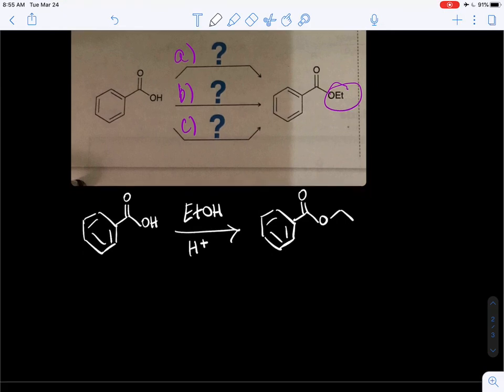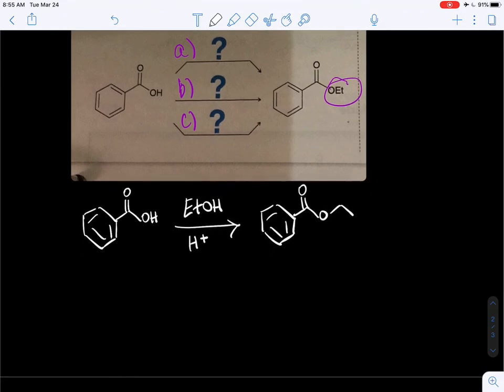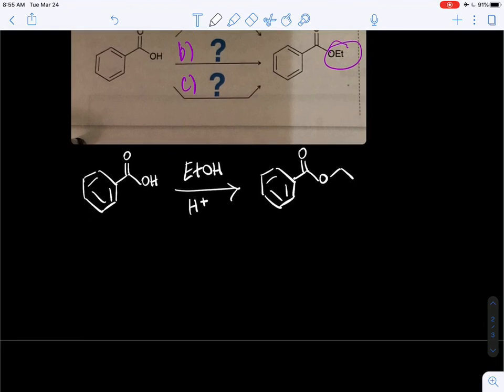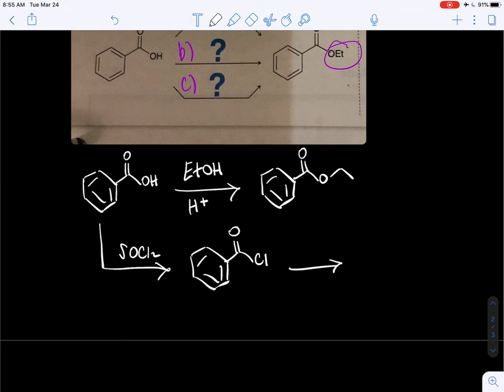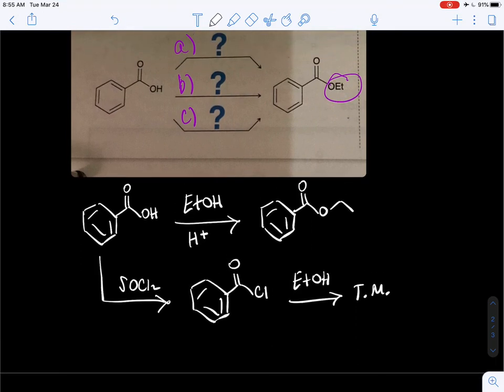Okay. Now another way that you could make the ester is to first transform this to an acid chloride. And as I mentioned, the acid chloride is like an international airport. From there you can synthesize many other molecules of your choosing. The way to do this would be to add ethanol. Okay, and that would also give you the target molecule there.